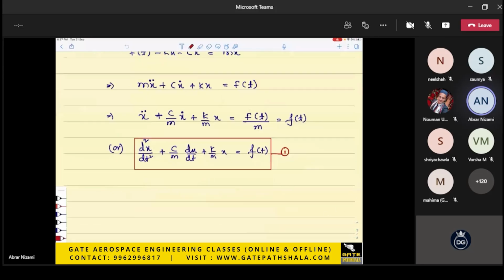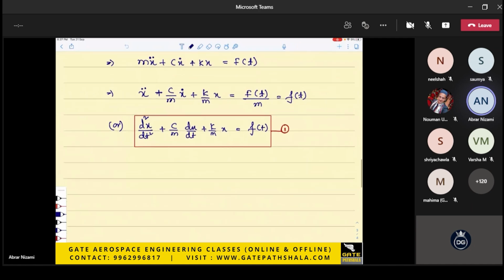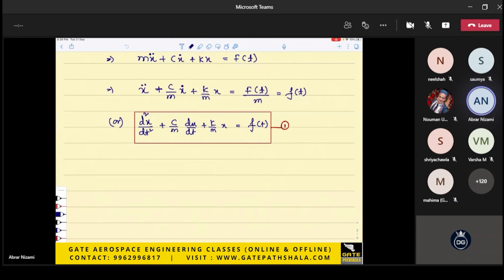Hope you all noted till equation 1. Let's continue. Is it a homogeneous or a non-homogeneous equation? Non-homogeneous, correct. This is a non-homogeneous equation with constant coefficients.